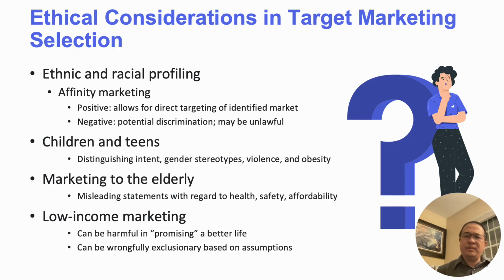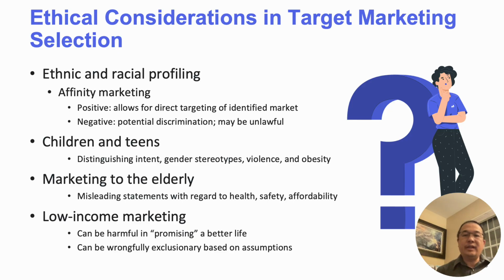Number 3, marketing to the elderly. Older adults may also be more vulnerable to misleading advertising. The slide warned against misleading statements about health, safety, and affordability. For ethical marketing, companies should provide accurate information, avoid exaggerating health benefits, and clearly explain prices and terms. As an example, an advertisement claiming a supplement can cure all memory problems without scientific evidence would be misleading.